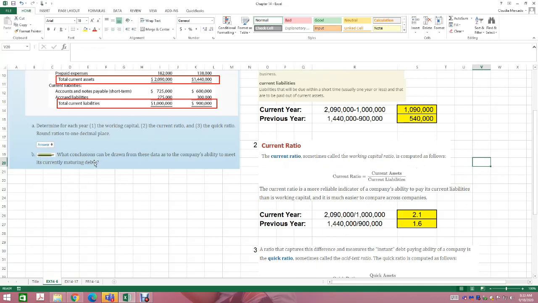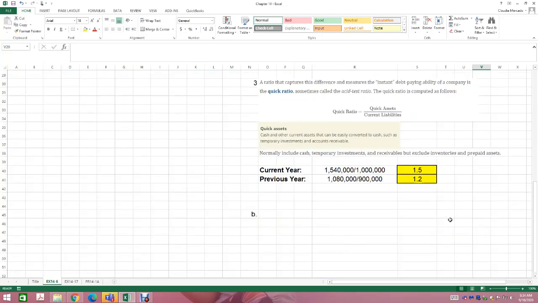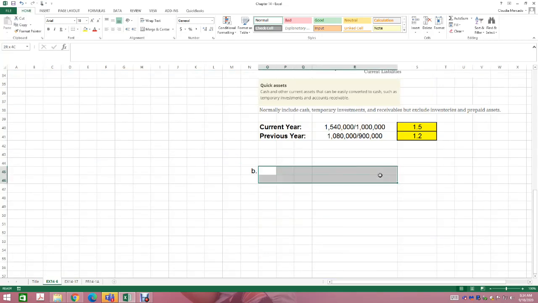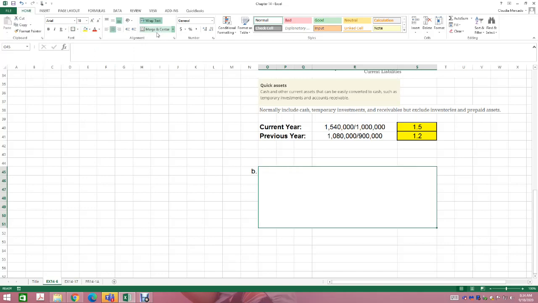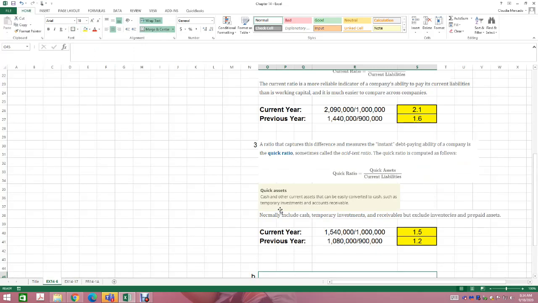Now, what conclusions can be drawn from these data as to the company's ability to meet its currently maturing debts? Okay, so we have to analyze the ratios that we just calculated to be able to draw conclusions based on the data. Okay, let me make a little box here so I can write or type up my answer.